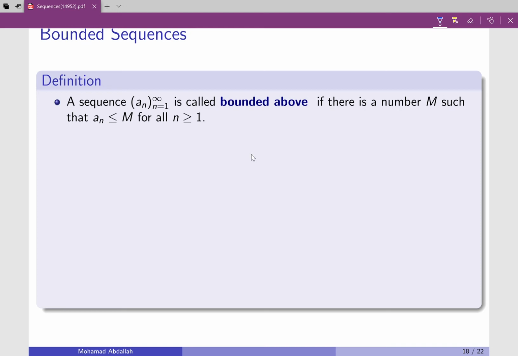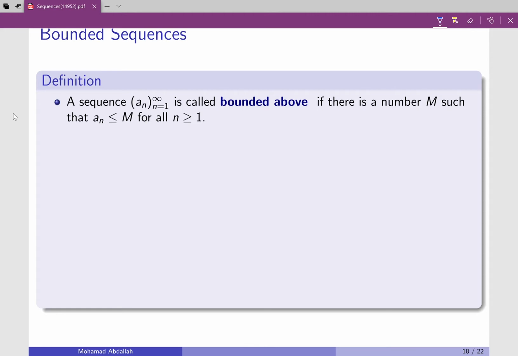We continue talking about sequences, and now we talk about bounded sequences. So starting with the definition, I say that the sequence an is called bounded above if there's a number m such that an is less than or equal to m for all n greater or equal to 1. So it's like m is an upper bound for all the values.